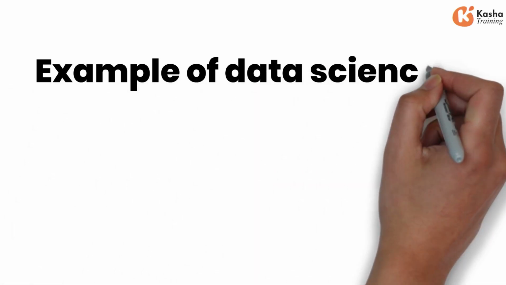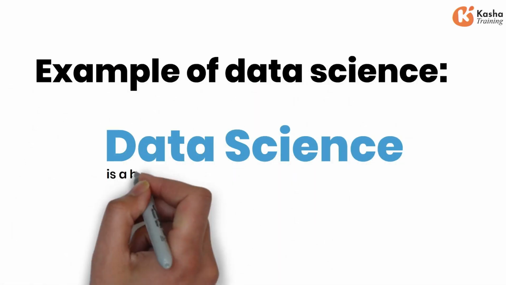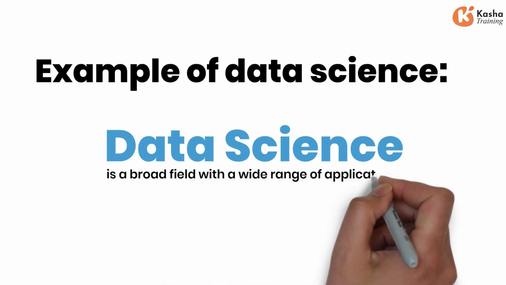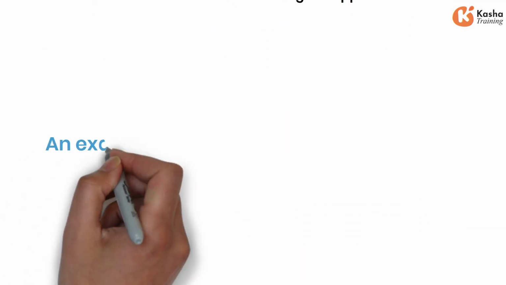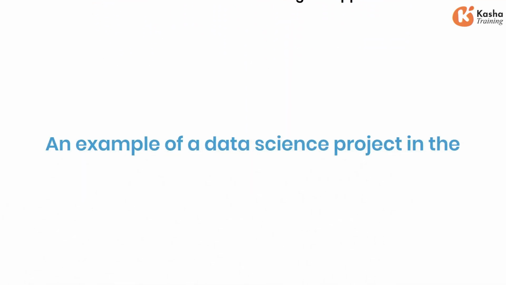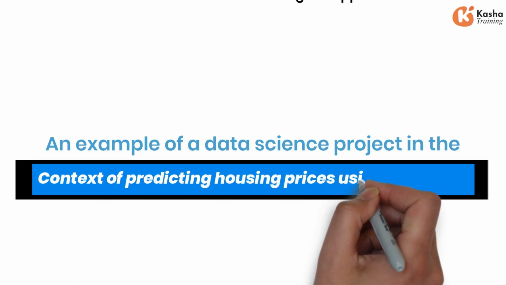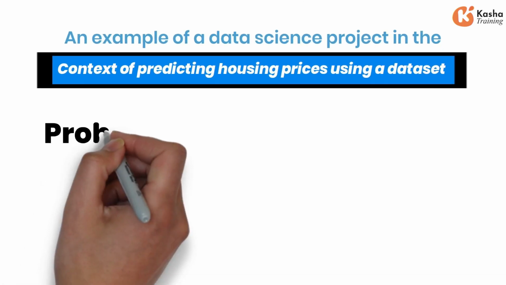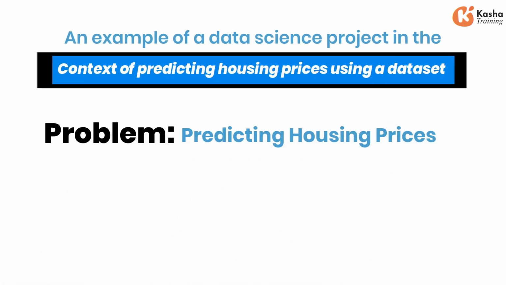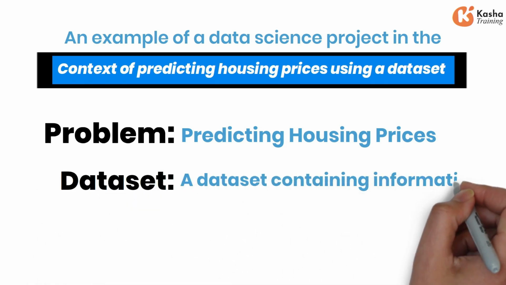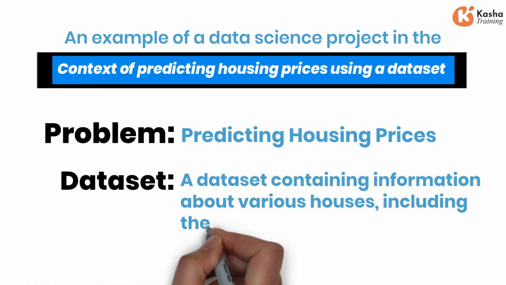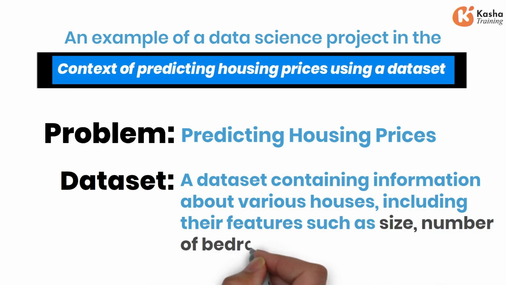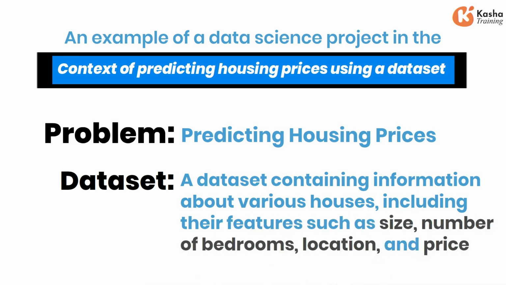Example of data science. Data science is a broad field with a wide range of applications. Here's an example of a data science project in the context of predicting housing prices using a dataset. Problem: predicting housing prices. Dataset: a dataset containing information about various houses, including their features such as size, number of bedrooms, location, and price.